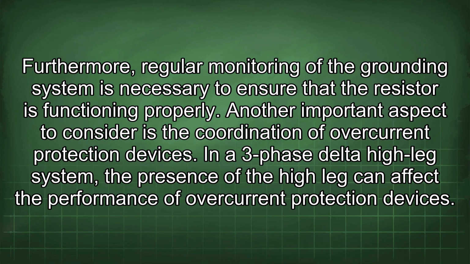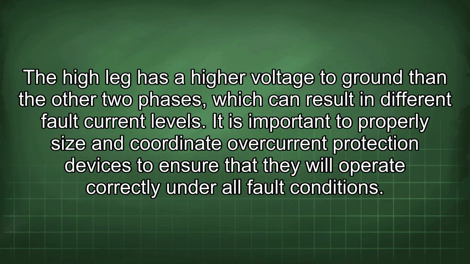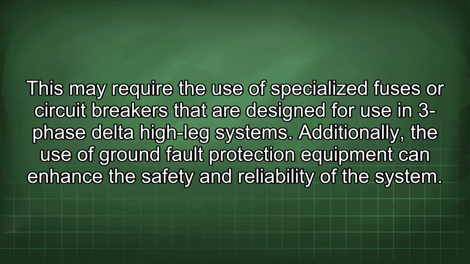Another important aspect to consider is the coordination of overcurrent protection devices. In a three-phase delta high leg system, the presence of the high leg can affect the performance of overcurrent protection devices. The high leg has a higher voltage to ground than the other two phases, which can result in different fault current levels. It is important to properly size and coordinate overcurrent protection devices to ensure that they will operate correctly under all fault conditions. This may require the use of specialized fuses or circuit breakers that are designed for use in three-phase delta high leg systems. Additionally, the use of ground fault protection equipment can enhance the safety and reliability of the system.